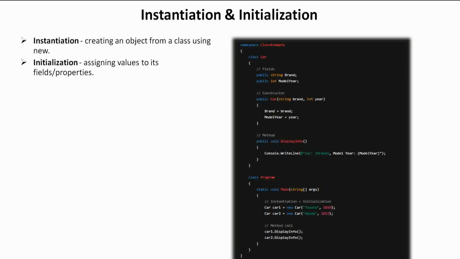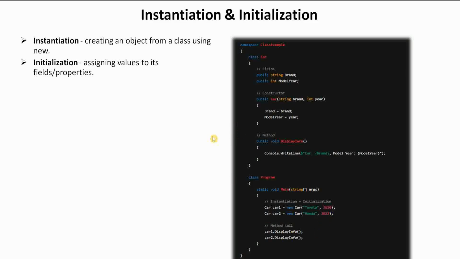And what is the meaning of initialization? Initialization means assigning values to its fields and properties. If we want to provide some values to that particular field, then we can provide them with initialization. So that is called initialization. Here we have one example of that class. Here we give the class name, that is car, and we provide some fields, a constructor with the parameters and one method. So in this way we can instantiate and initialize the values.